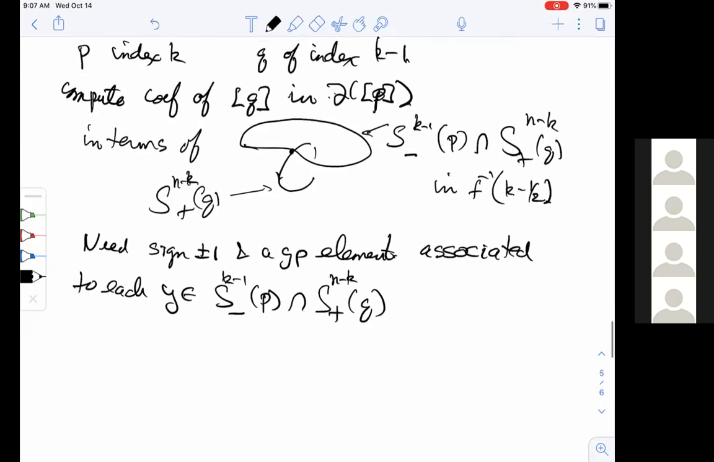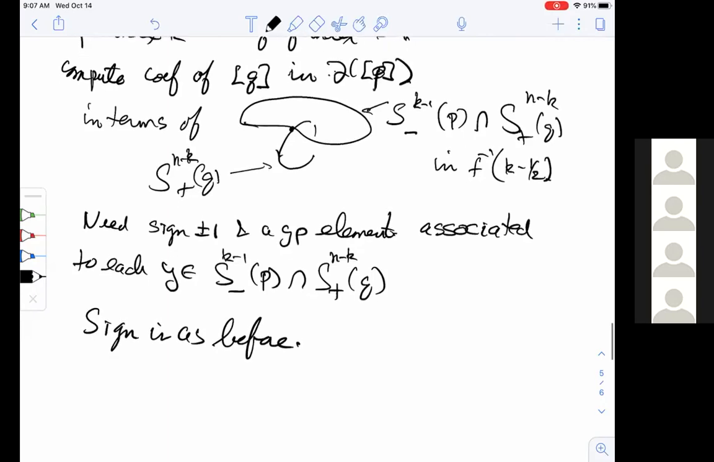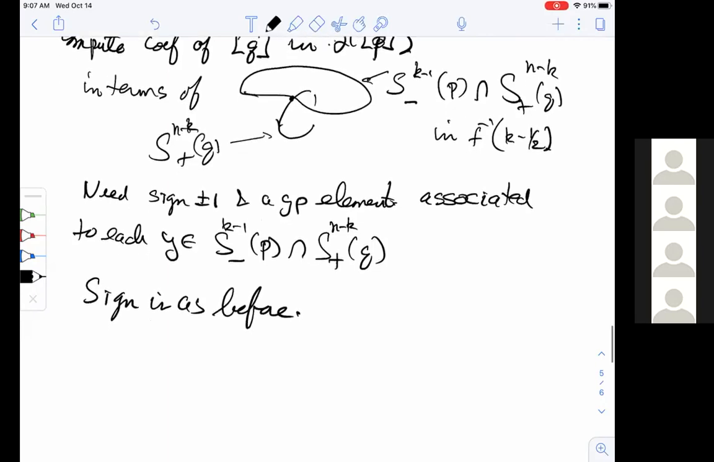Okay. Well, the sign is just the sign as before. It calculates the intersection number from all the orientations. So the sign is as before. No mystery there. What about the group element?